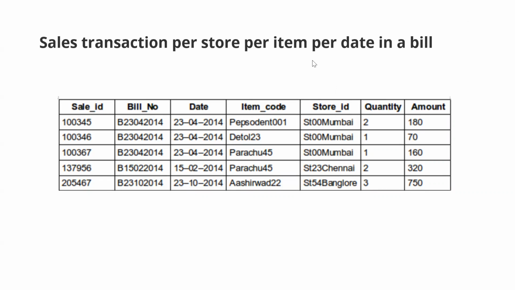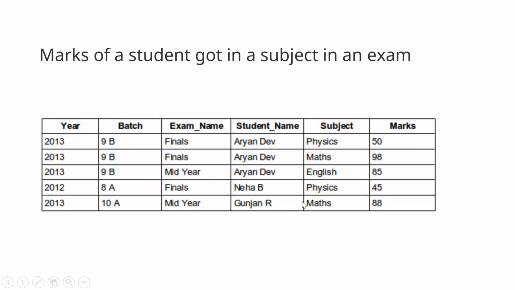Now I'll be telling what is granularity, and I'll be showing how grain and granularity are totally interdependent. Okay. Let me go ahead with the second example as well. You can see that marks is the fact and the other things are dimensions. So you can say the grain is marks of a student received in a subject in a particular exam. So this is the grain, meaning what a particular record is signifying. Okay, a similar kind of stuff to what we just learned.